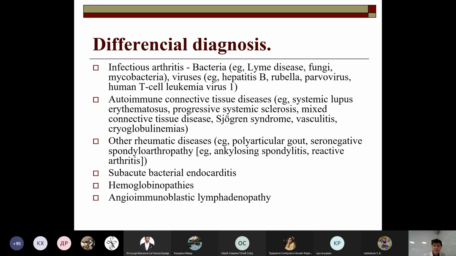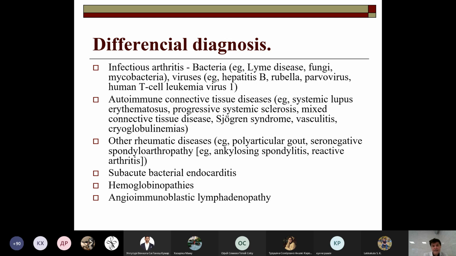Differential diagnosis. Differential diagnosis depends on a short list of diseases associated with arthritis. For instance, infective arthritis, autoimmune connective tissue diseases, other rheumatic diseases, subacute bacterial endocarditis as a component of sepsis, hemoglobinopathies, and angioimmunoblastic lymphadenopathy.